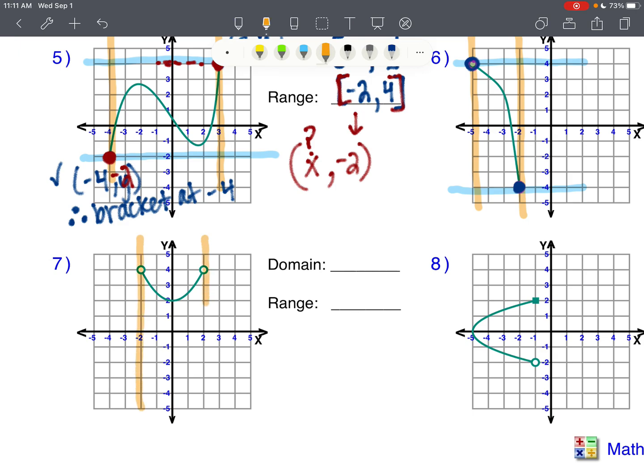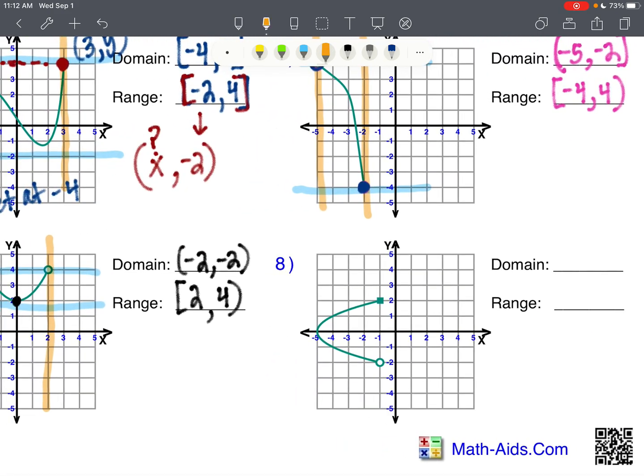In this graph, we go from -2 to +2, both with parentheses. And our range goes from +2 to +4. +2 is a bracket because 2 is an output on the graph. However, 4 is not an output on the graph.